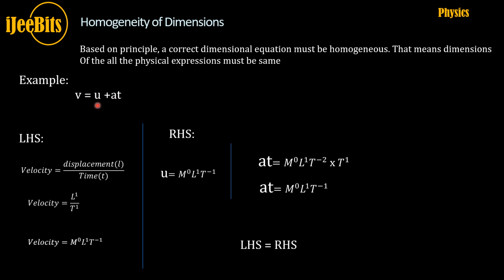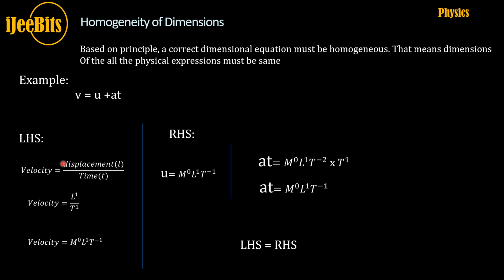For instance, we have an example: velocity v is equal to u plus at. v means the final velocity, u means the initial velocity, a stands for acceleration, and t stands for time. So let's look at whether this equation is correct or incorrect. What is the dimensional formula for v?